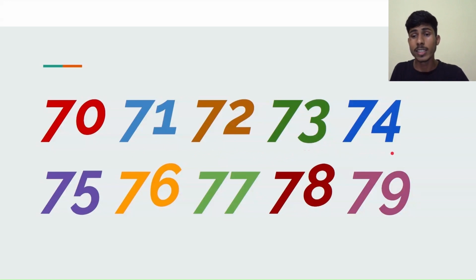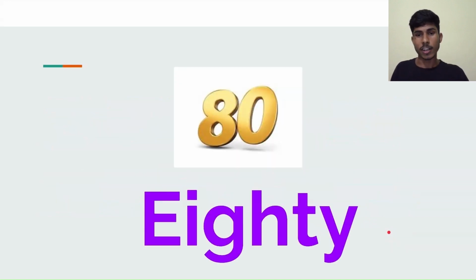This is 74, that is 74. And this is 75, that is 75. And this is 76, that is 76, and next is 77, that is 77, right? This is 78, that is 78, and the next number is 79, that is 79. Very easy, right? You can write simply for all those numbers.